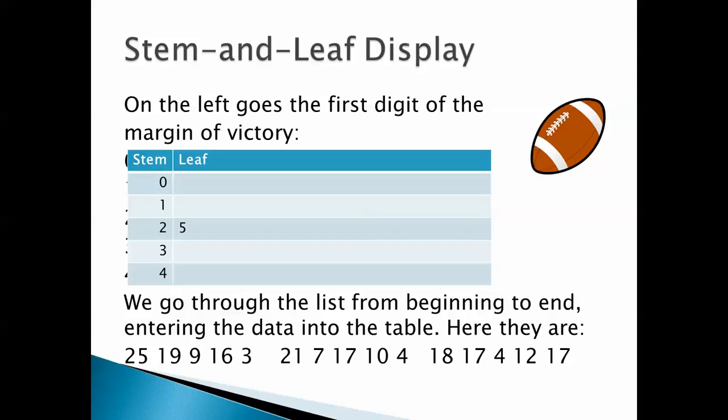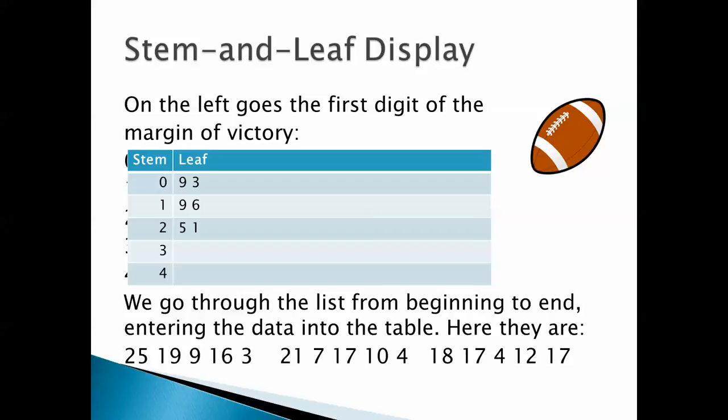The next number we enter is 19. Because the first digit is 1, we put it in that row. So 1, 9. Next number is 9, so that would be 0, 9. We'll put it in the 0 row. Next number is 16. So we put that 6 there. Again, the first digit is 1 and the second digit is 6.